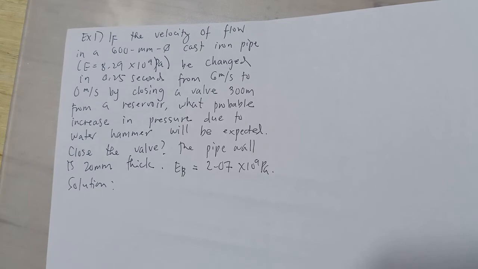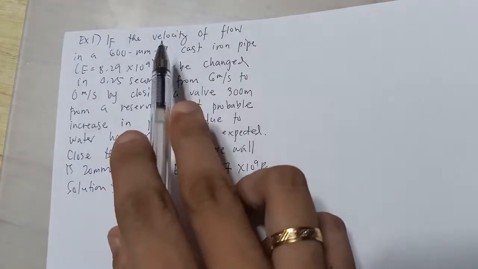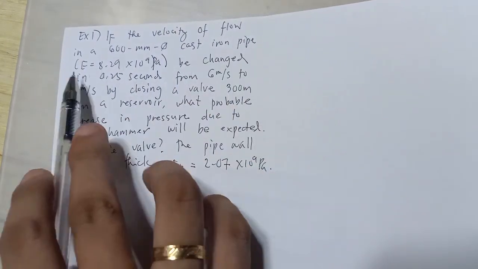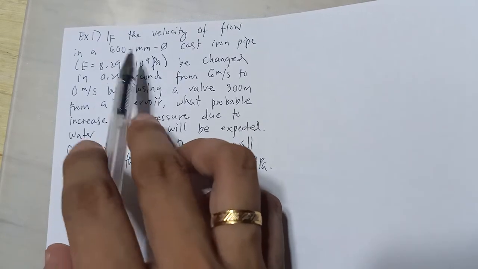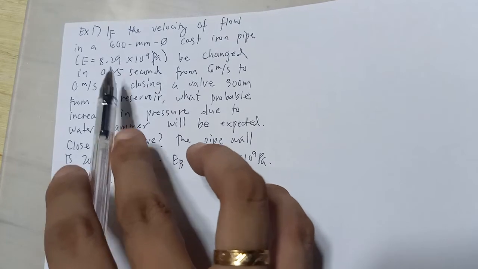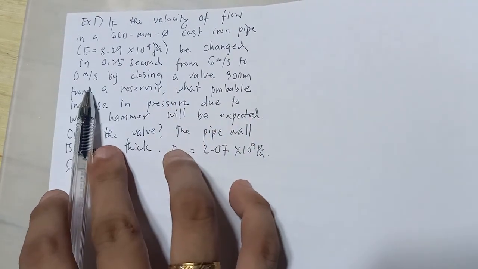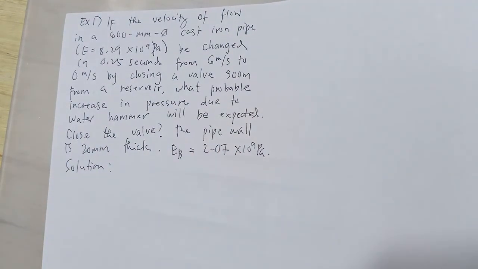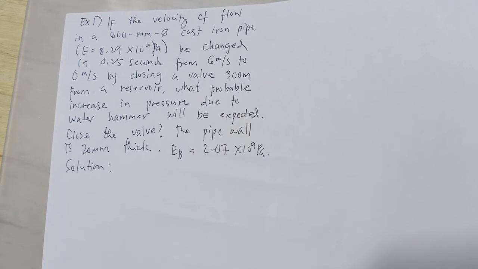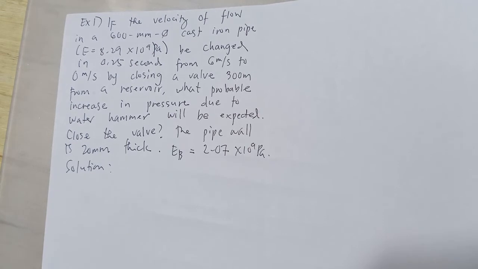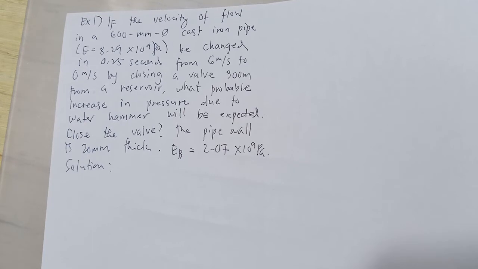If the velocity of flow in a 600 millimeter diameter cast iron pipe, with bulk modulus of elasticity E of 8.29 by 10 to the power of 9 Pascal, is changed in 0.25 second from 6 meters per second to 0 meters per second by closing a valve 300 meters from a reservoir, what probable increase in pressure due to water hammer will be expected? The pipe wall is 20 millimeter thick.